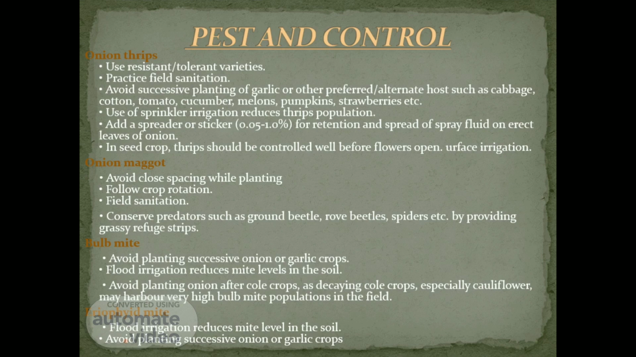Fourth, aerophyte mite. They can be controlled by flood irrigation as it reduces mite levels in the soil, or by avoiding planting successive onion or garlic crops.